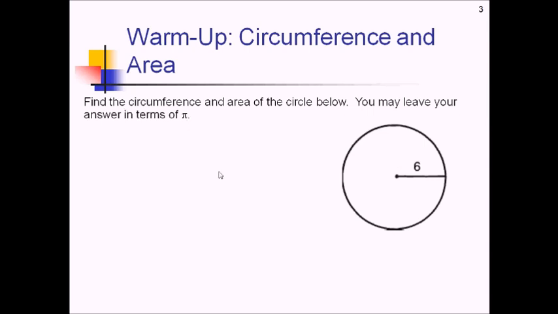Alright, let's see how that went. So for circumference, we have circumference equals 2 pi r for that formula. The radius here is 6, so this is 2 pi times 6, or 12 pi. And now for area, we've got pi r squared for that. So that's going to be pi times 6 squared, or 36 pi.